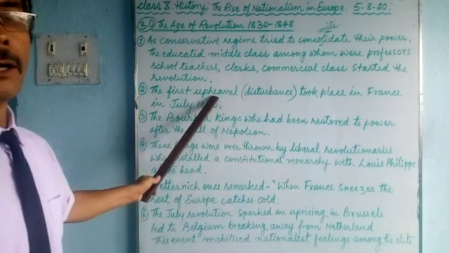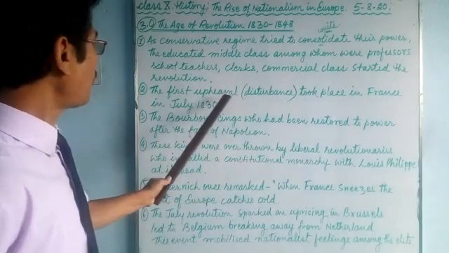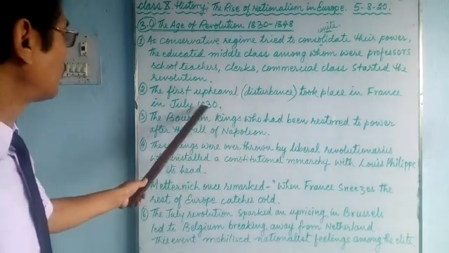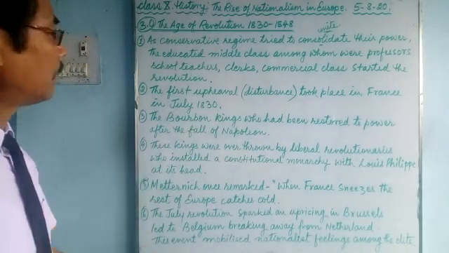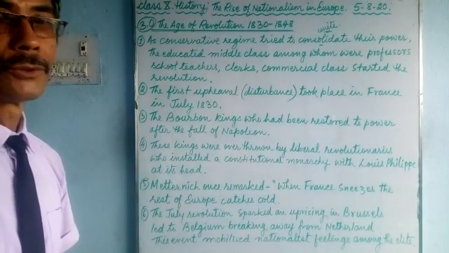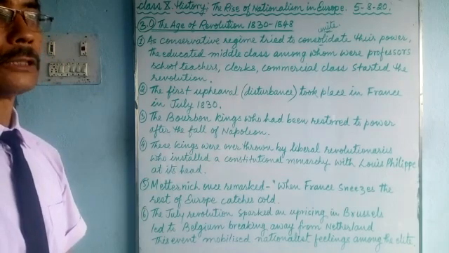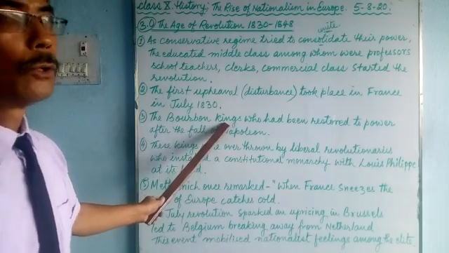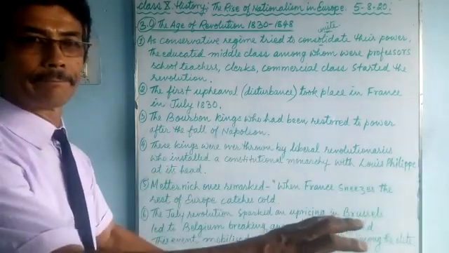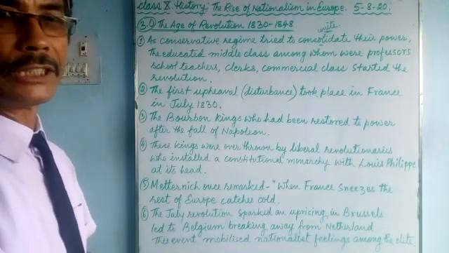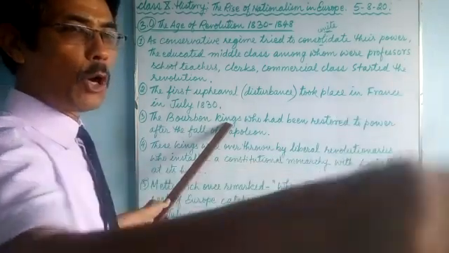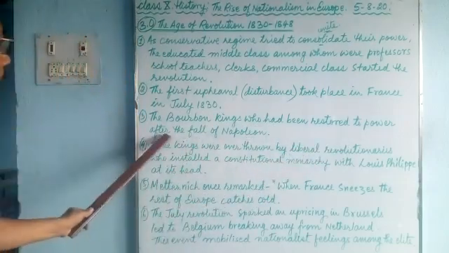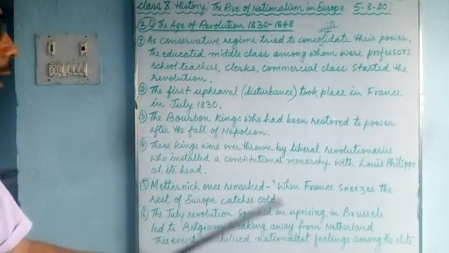The first upheaval, which means disturbance, took place in France in July 1830, against the conservative Bourbon kings who had been restored by these four powers after the fall of Napoleon, after the Treaty of Vienna.